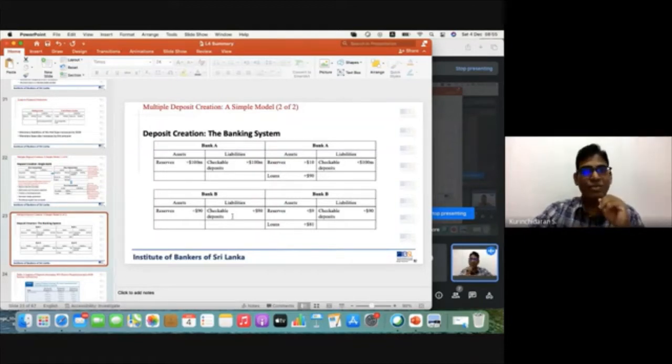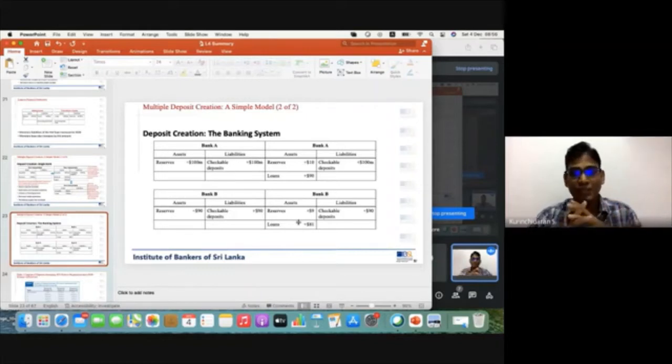Now bank B also thinks, okay, I can't keep this reserve at 90 because it's unnecessary and I'm going to lose. How much should bank B have as a reserve? Bank B is also required to have a reserve of 10%. So they got $90 in deposits, then 10% of $90 is only $9. If they keep $9 as reserve, that's sufficient for them. So the balance of 81, they are going to disburse as loans.